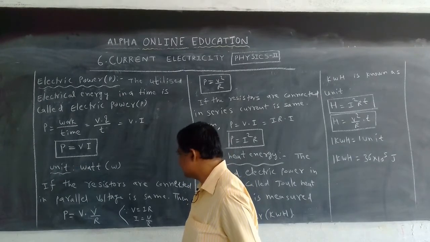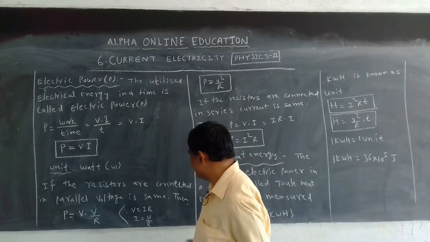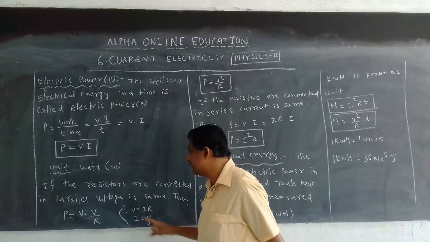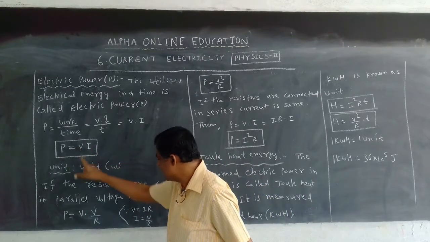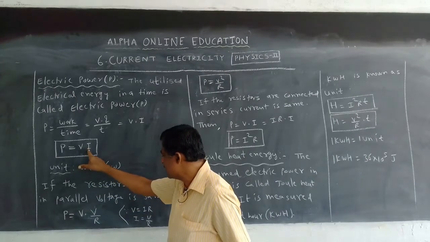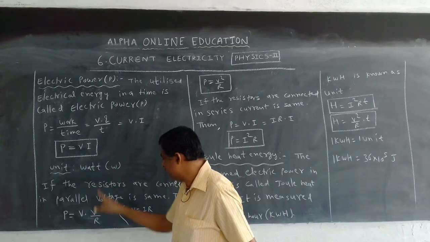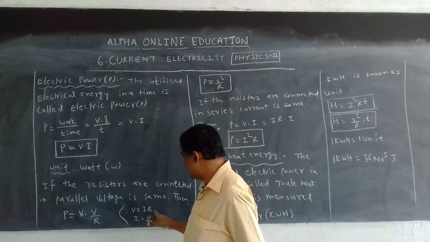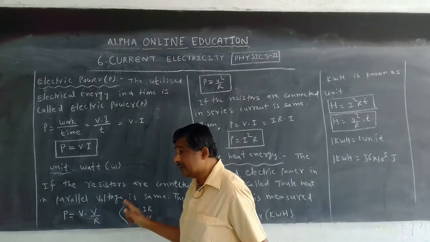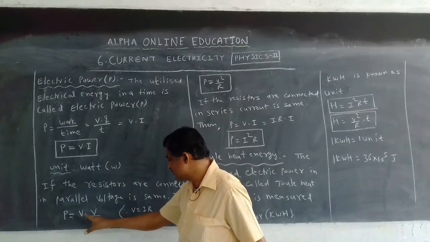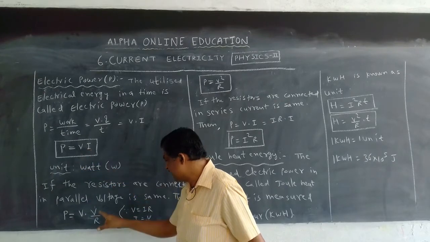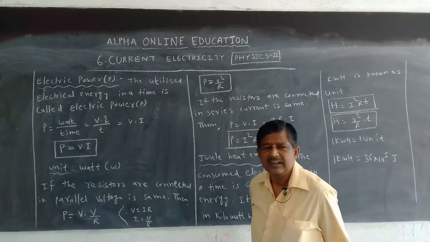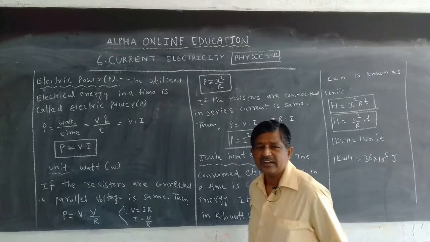If the resistors are connected in parallel, voltage is the same, meaning potential difference is the same. Then you write V as it is here, but instead of I, how can we write? Instead of I, we can write V by R. How can we get that? From Ohm's law, V is equal to IR, so I is equal to V by R. Here potential is the same, that's why we can take it like this. V into V, how much? V square by R. This is another expression for the electrical power.